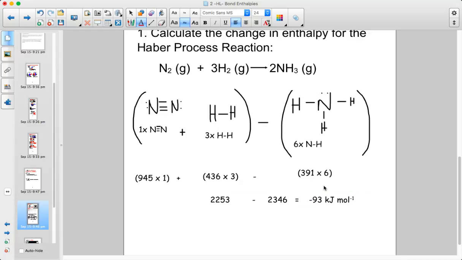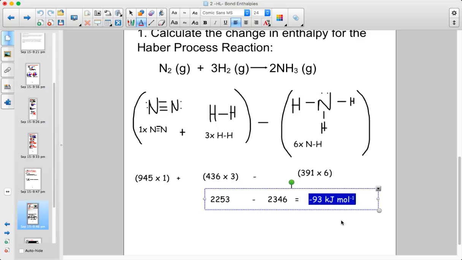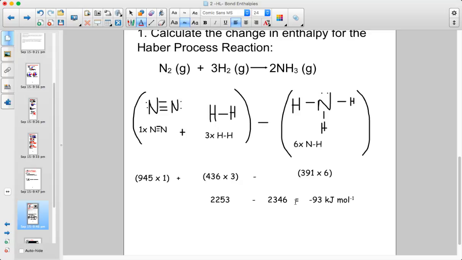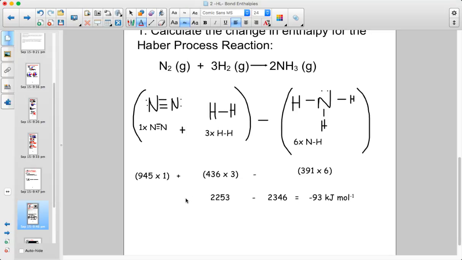So the Haber process is an exothermic reaction, and the enthalpy change for the reaction is negative 93 kilojoules per mole. So that's one example of how you could do these enthalpy change questions. We'll do more in class, and we'll practice some of those limitation questions. Hope that was helpful. And hope I can stop the video.